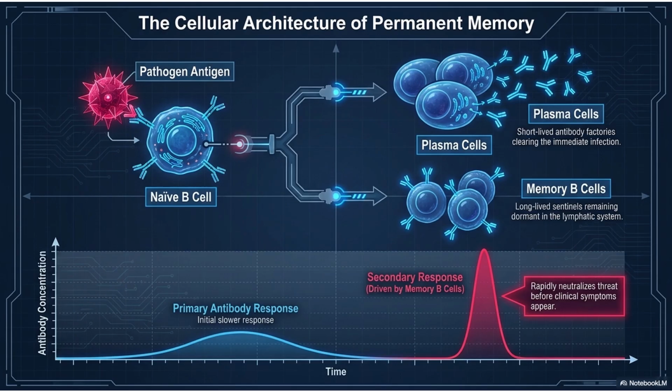That gap between the primary and secondary curves, faster and stronger the second time, is the key idea behind adaptive immune memory. Every vaccine we discuss is designed to create that memory without making you go through that dangerous primary infection.